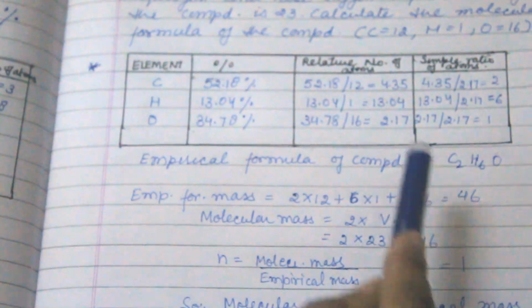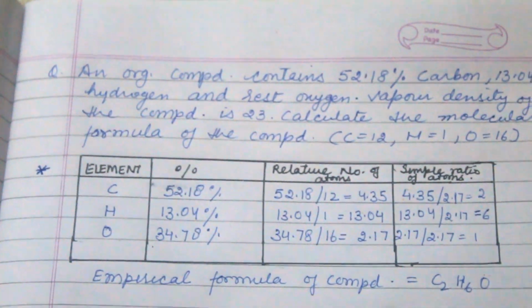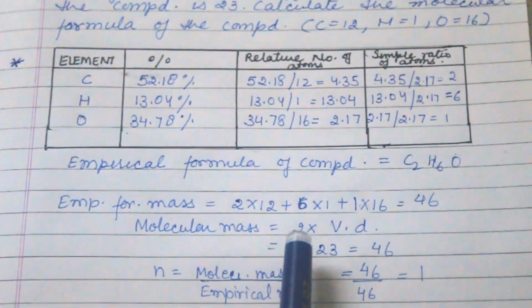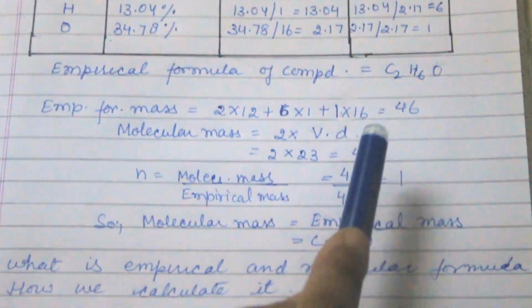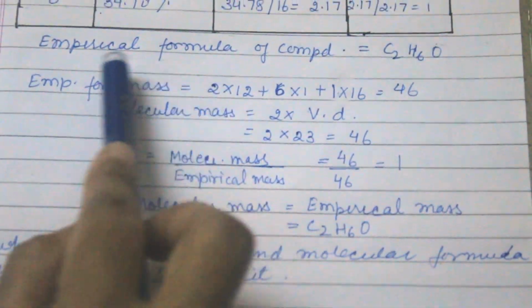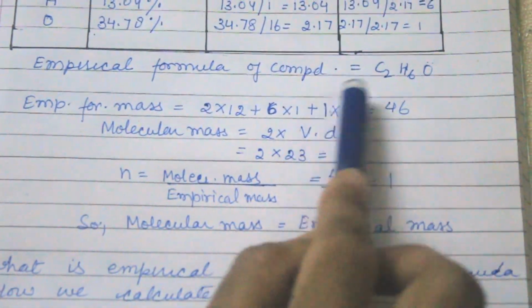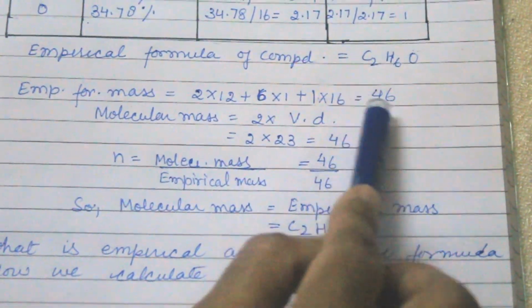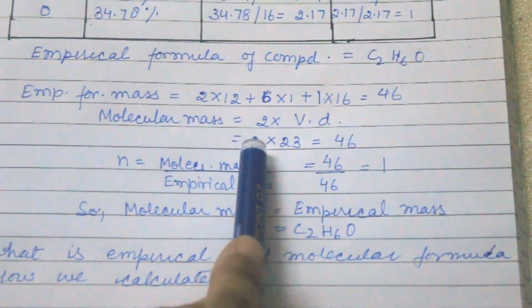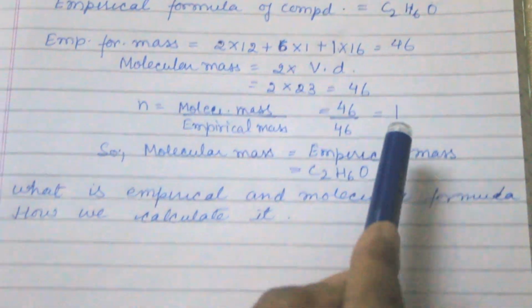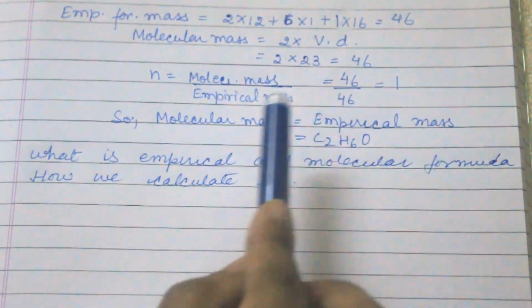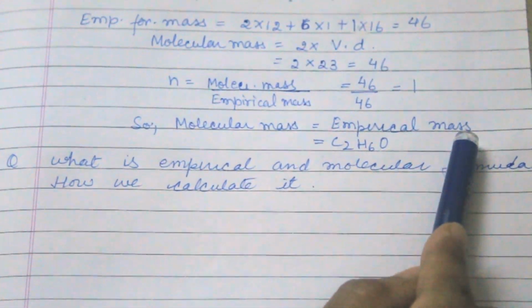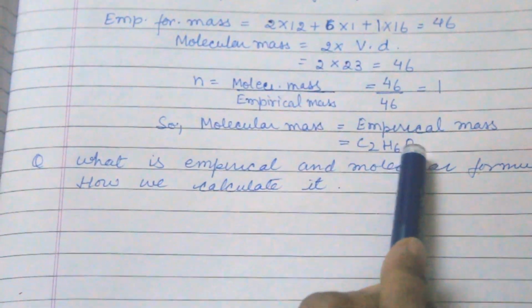The vapor density is 23 according to the question. The formula is molecular mass equals 2 into vapor density, so we multiply 2 into 23. That is 46. We evaluate the empirical mass and it is 46, and the molecular mass is also 46, so n is 1. So the molecular formula is equal to the empirical formula, C2H6O.